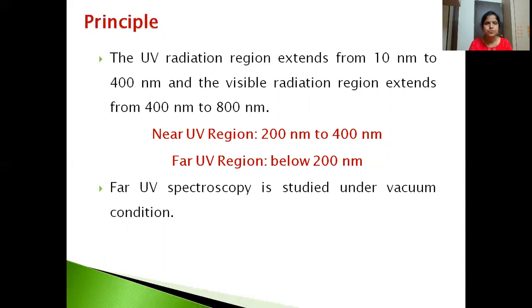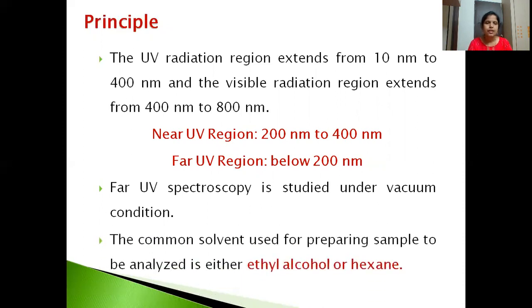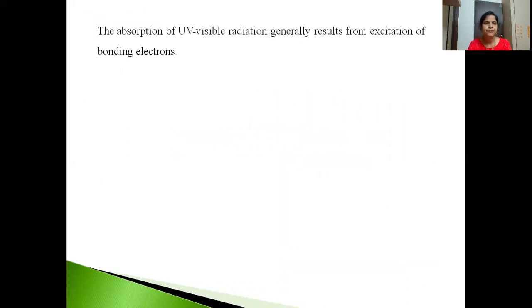Far UV spectroscopy is studied under vacuum conditions. Generally, the common solvents used for preparing the sample are ethyl alcohol or hexane, which do not interact with the study of UV spectroscopy. Now what happens here? As I said, the absorption of UV visible radiation generally results in the excitation of electrons.